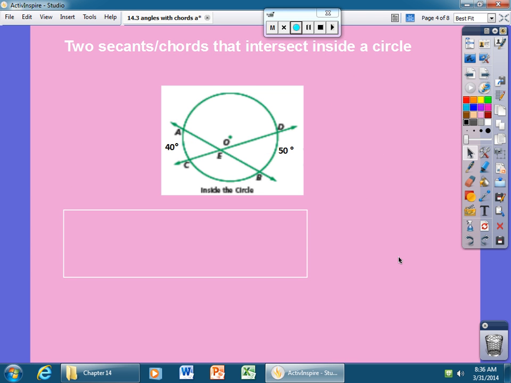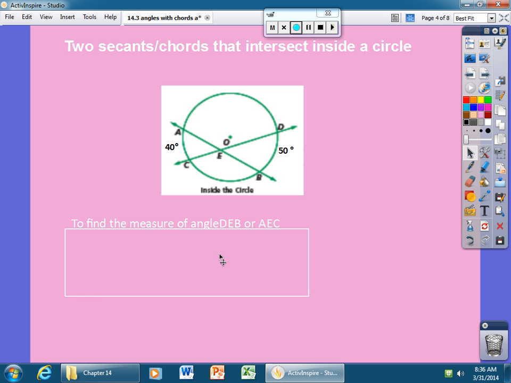Okay, here's our first situation. This is the one where they intersect inside of the circle. The picture I have here is the two secants intersecting. This intercepted arc is 40 degrees. This intercepted arc is 50 degrees. And what I want to find is the measure of angle DEB. Remember, because they're vertical angles, AEC is the same measure as DEB. So I'm going to find either this angle or this angle. They're both the same, so it doesn't really matter which one I'm looking at.